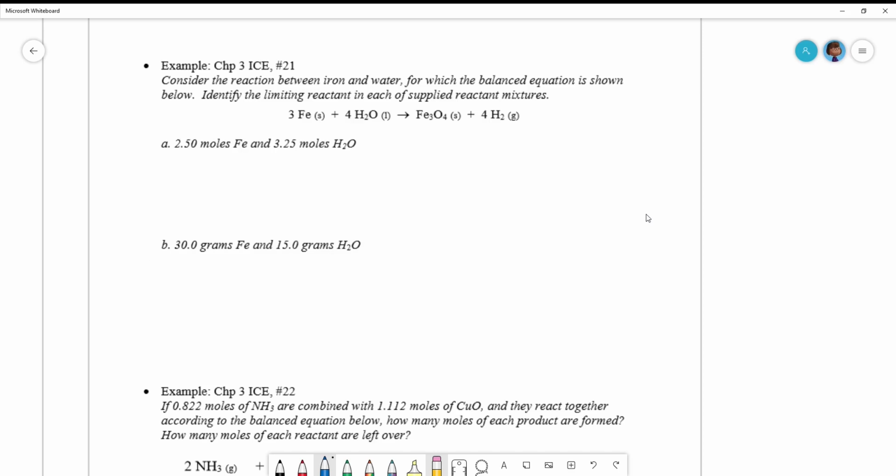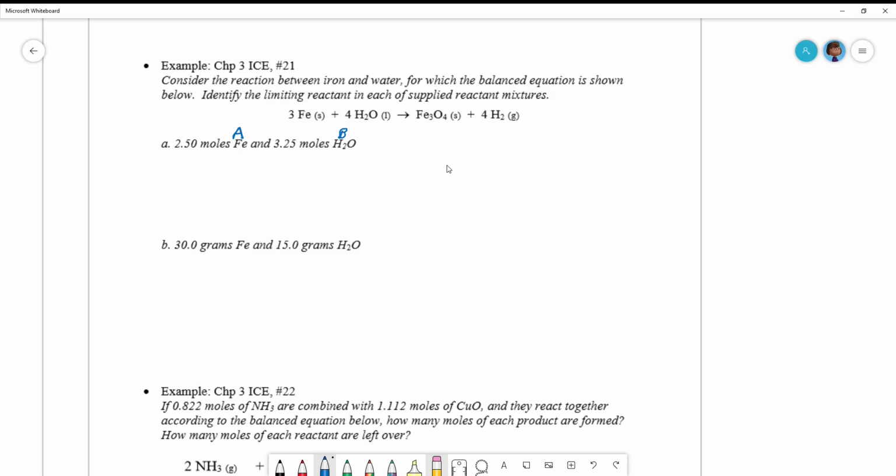Okay, so let's start with the first mixture: 2.5 moles of iron being mixed and allowed to react with 3.25 moles of water. So in this problem, let's consider iron to be reactant A and water to be reactant B. We could have done it the opposite way around. It doesn't matter one bit.